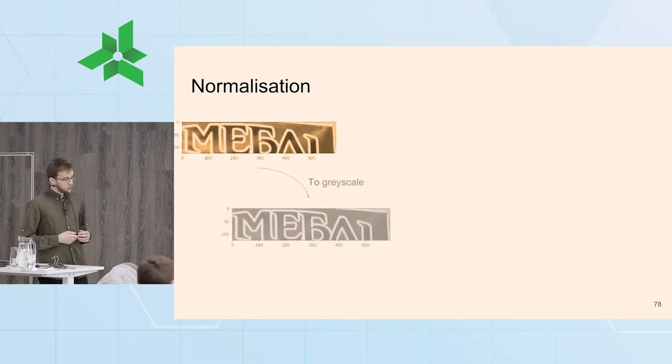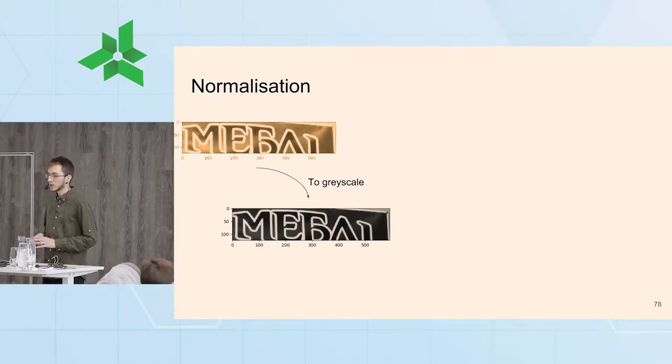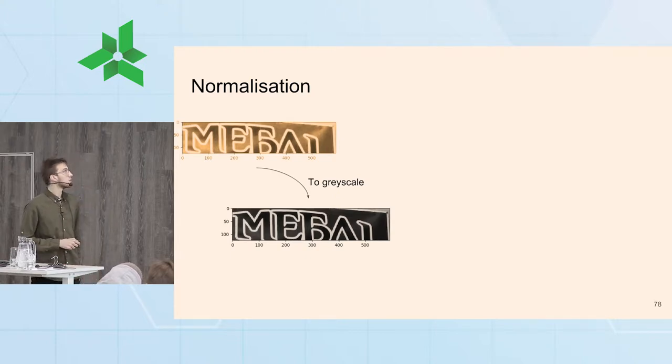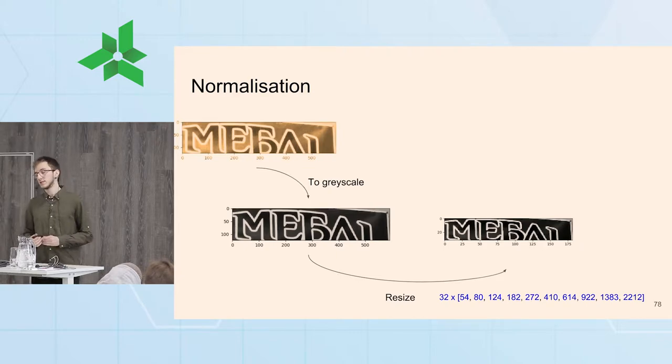What do we first need to do? We need to make it grayscale. Why do we need to do that? Because for text recognition, the color in most cases doesn't bring any new knowledge about the text on the image, and that's why we make it gray. Here we have three channels, a colorful image, and here we have just a gray image. The next step, a very important step, is that we need to resize it.